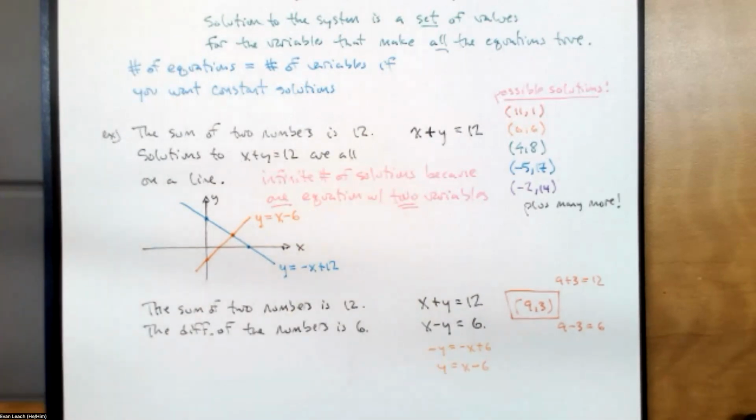So one line represents all the solutions to that first equation. The other line represents all the solutions to the second equation. I want to find one solution that's common to both lines. So I'm looking for the point of intersection.